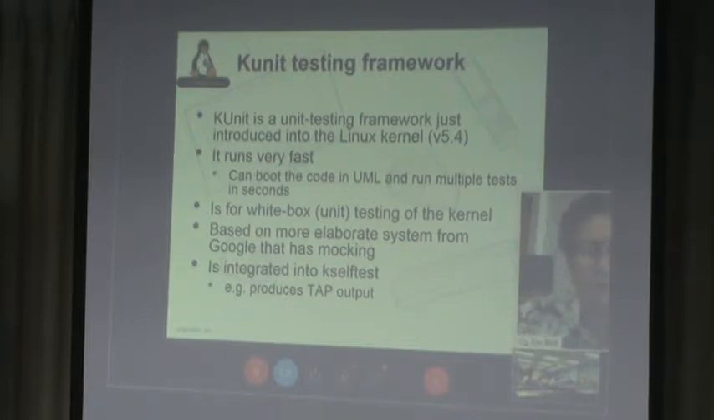So this is really for white box testing of the kernel, for maintainers to be able to see that their infrastructure has not changed, that they haven't broken something horribly inside their own systems. This is based on a very elaborate system from Google that has additional features such as mocking interfaces to other modules. This is integrated into KSelfTest, and for example, it produces TAP output as part of its result format, so it can be integrated into other people's CI systems very easily.